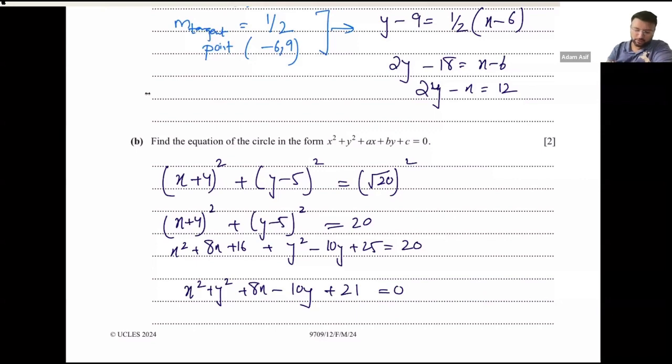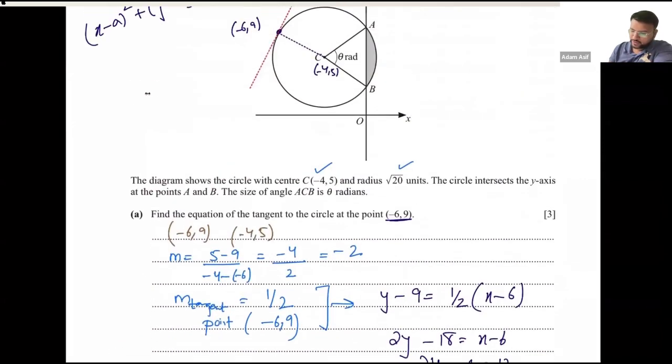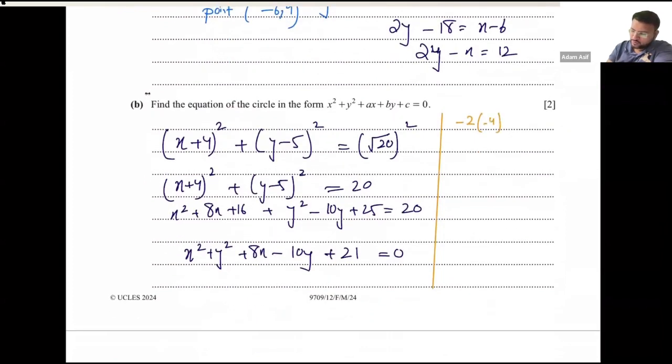Okay, what was the other method? The other alternate way would be: minus 2 times the x coordinate of the center. The x coordinate of the center is minus 4. That is equal to the value of a. So a comes out to be 8. Okay, minus 2 times the y coordinate of the center, that is 5, is equal to the coefficient of y, which is b. So b comes out to be minus 10.